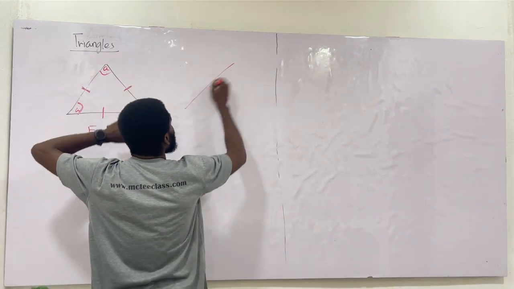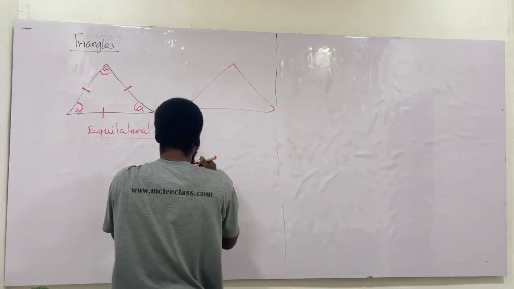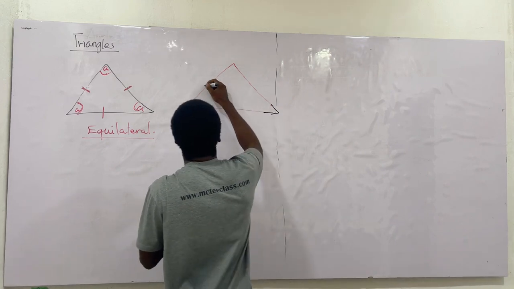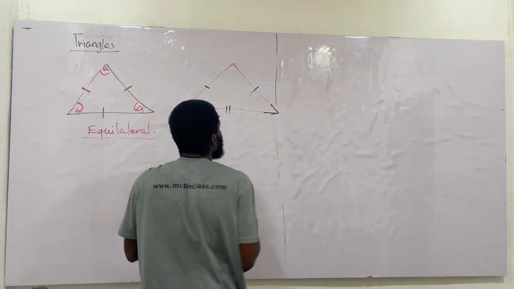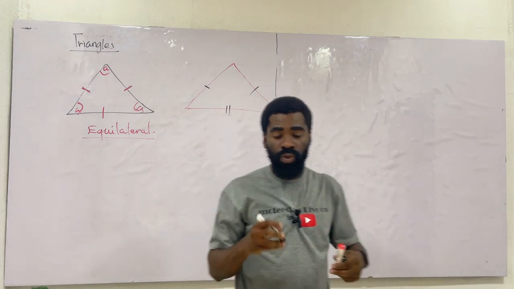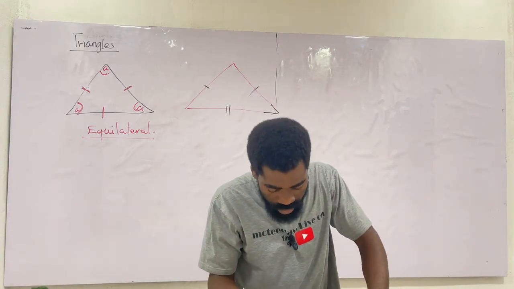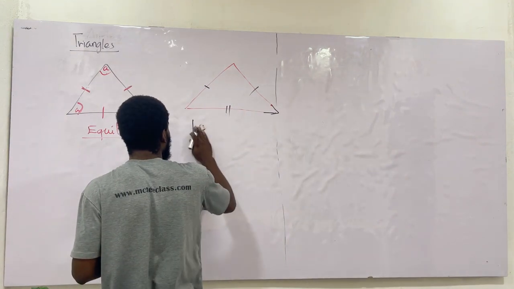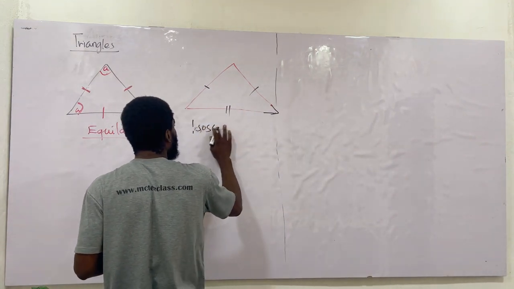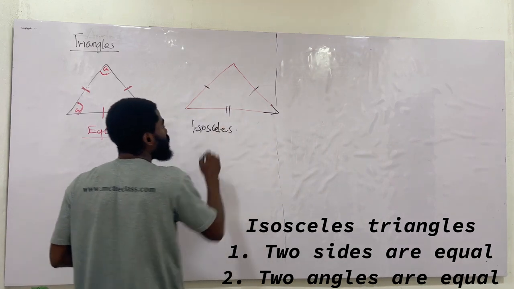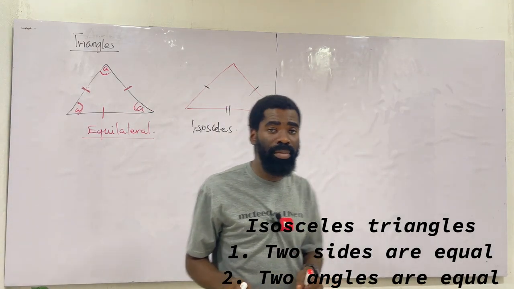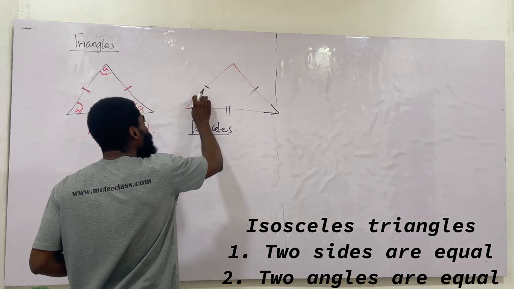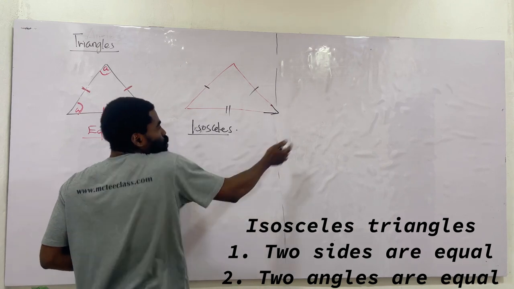Now, the next one, if we have this triangle with two sides equal, this side equals that side, and we have this. Now, this triangle has two sides equal, hence two angles will be equal, and that triangle is called the isosceles triangle. So we have the isosceles triangle. Hope you get the point I'm making here. Good. So for the isosceles triangle, two sides are equal. And if two sides are equal, then two angles must be equal.